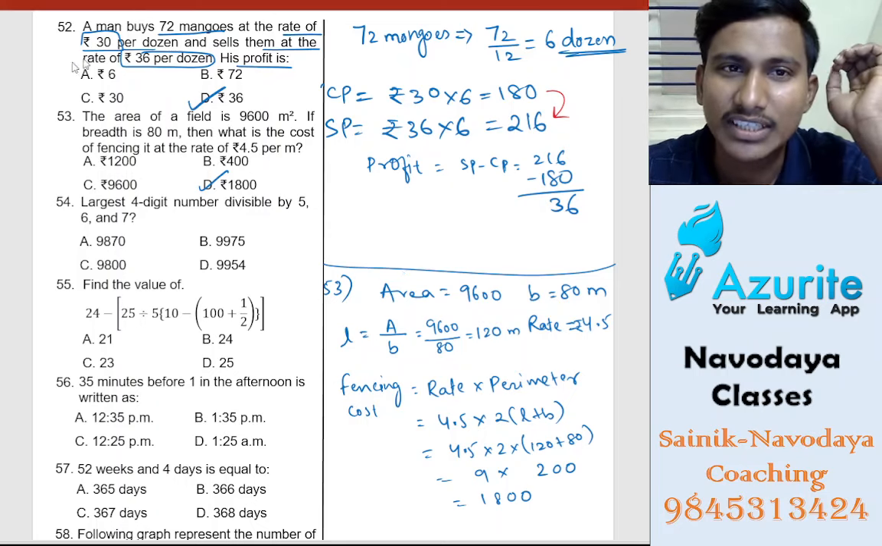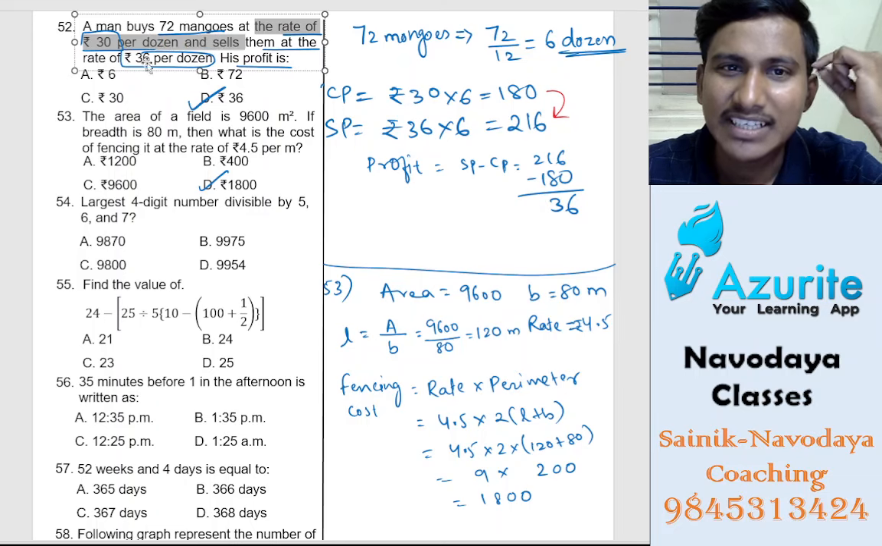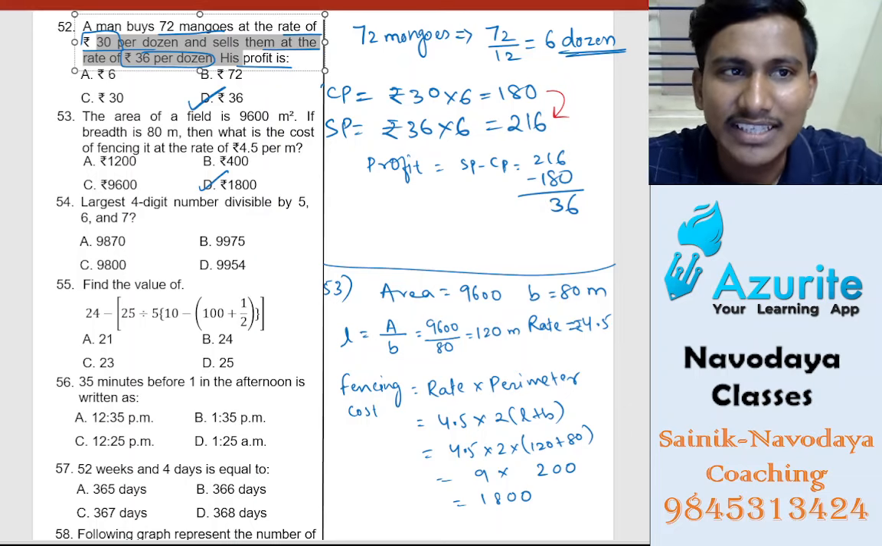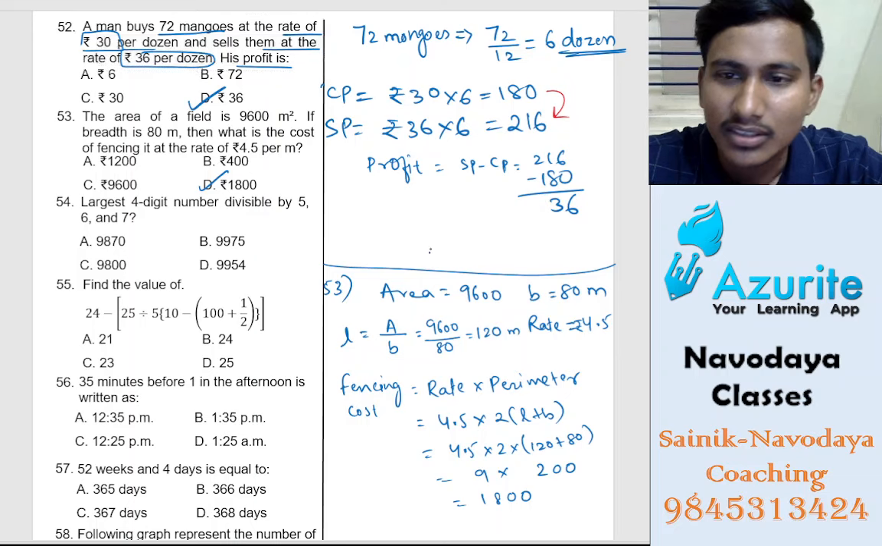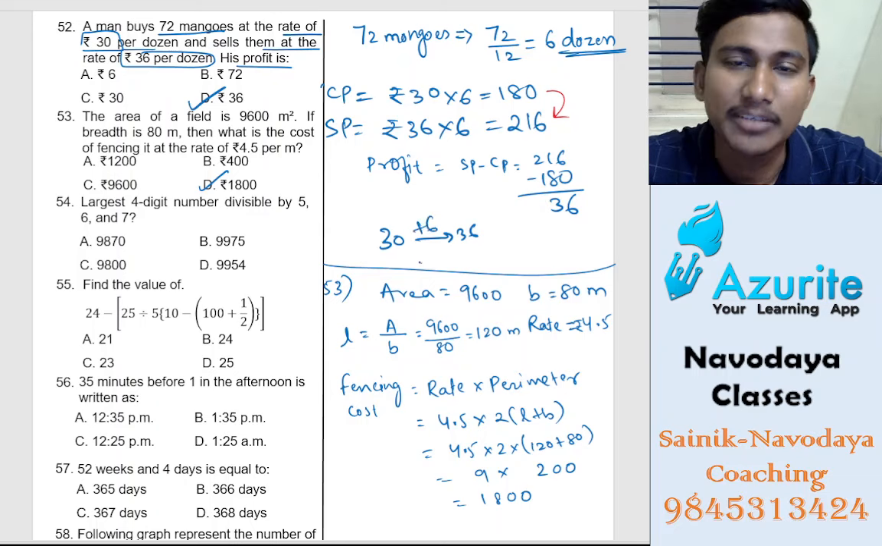How do we do the shortcut? They have told the buying rate is 30 rupees per dozen and the selling rate is 36 rupees per dozen, right? So he bought for 30 rupees and sold it for 36. 6 rupees is the profit, right?